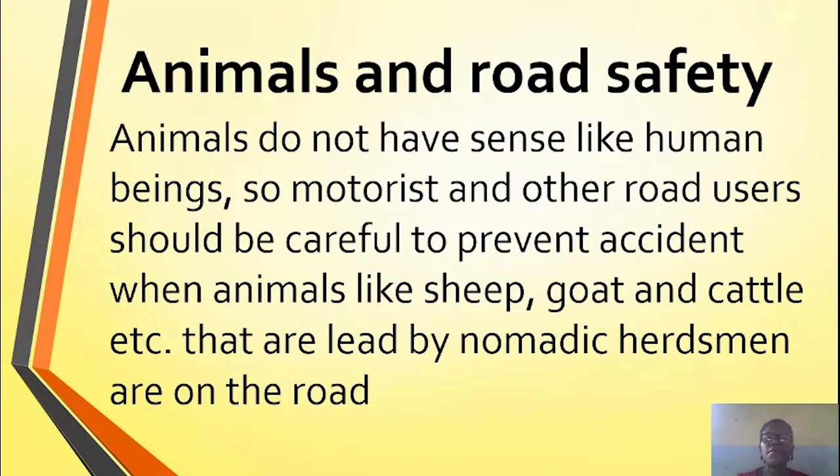Thank you. Now we'll start by explaining animals and road safety. What do we mean by that? Animals do not have sense like human beings. So motorists and other road users should be careful to prevent accidents when animals like sheep, goats, and cattle are being led by nomadic herdsmen on the road. What we are trying to say in essence is, at times maybe you travel with mommy and daddy and you see people moving with animals on the road. This is what we are talking about here, how mommy and daddy can take some measures in order not to have accidents while moving on the road where animals are being moved.